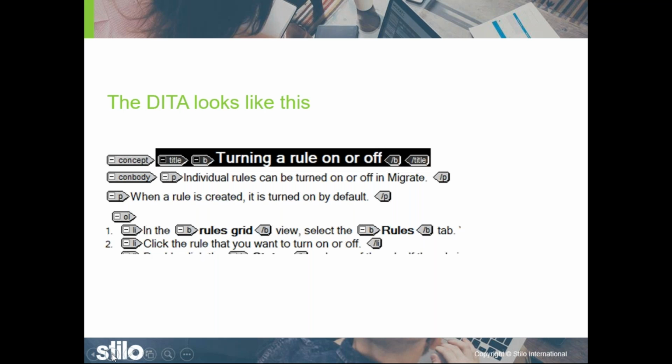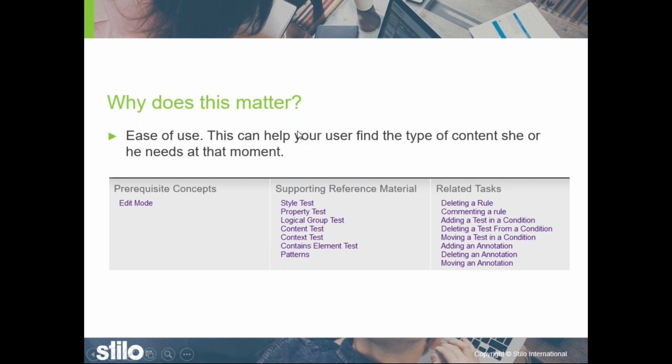So why do we care about the topic typing? Well, there's a few reasons. One of the things is ease of use. So your user who is busy just wants to know how to delete a rule. So if they look at a task and the task is deleting a rule, they know that's what they want. They aren't going to be bothered with concepts. They just want to find out how to do their task. If they want to look up something to know what we mean when we talk about a context test, for example, they're going to know to look in a reference topic. So that is one of the things that is important in topic typing.